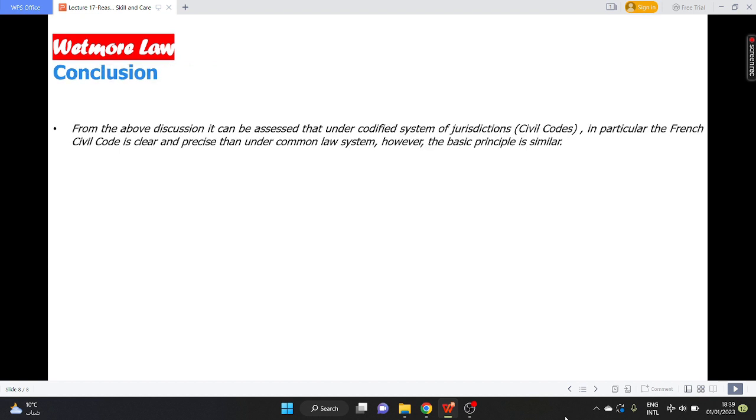Conclusion. From the above discussion, it can be assessed that under the codified system of jurisdictions, civil codes, in particular the French Civil Code, are clearer and more precise than under common law systems. However, the basic principles are the same.